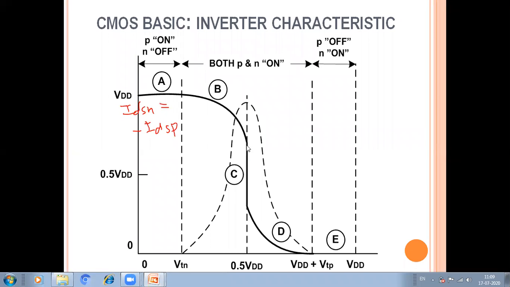We'll now understand region C. In the C region, both the N and P devices are in saturation, and in the saturation region we know devices act as a constant current source. The saturation currents for these two devices are denoted by IDSP and IDSN, right? In region C, we have two current sources in series, which is an unstable condition.